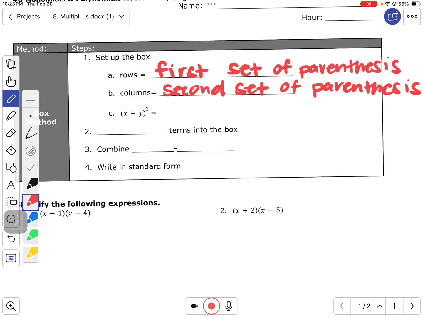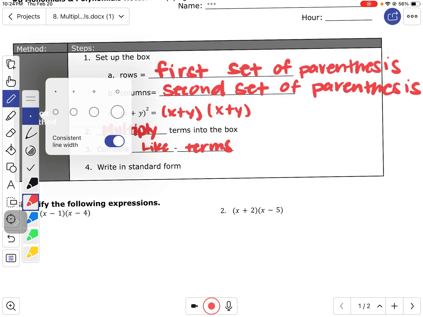If you have something like x plus y that is squared, what that really means is you're going to have x plus y and then another x plus y. So you're going to have the same thing repeated twice. Our step 2 is going to be to multiply the terms into the box. Step 3 is going to be combine like terms. And then step 4 is going to be write in standard form.